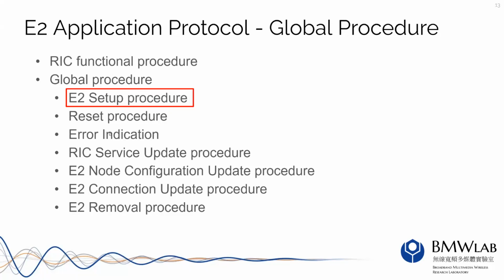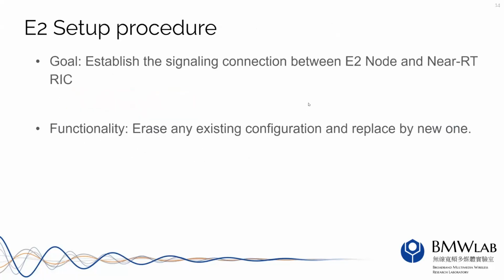So today I will give you an example about the E2 setup procedure. The purpose of the E2 setup procedure is to establish the signaling connection between the E2 node and the Near-RT RIC. This procedure will erase any existing configuration and replace it with a new one. That means this procedure also resets the E2 interface, like a reset procedure would do.